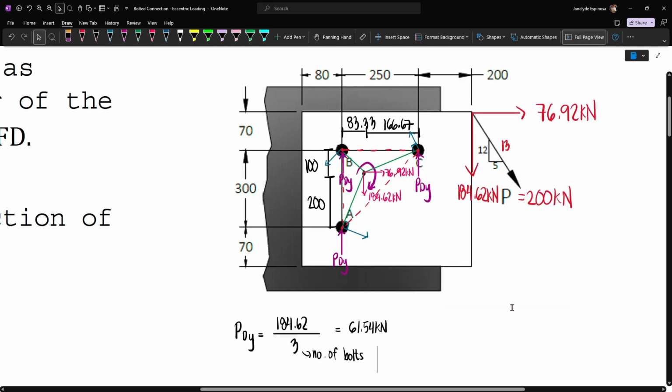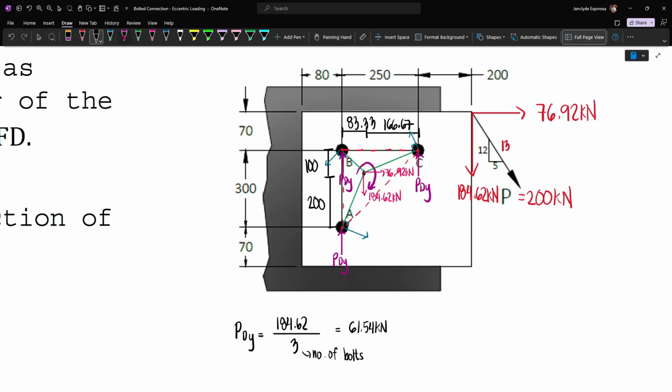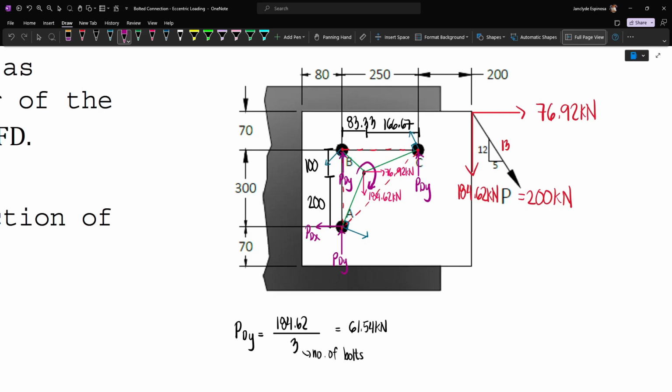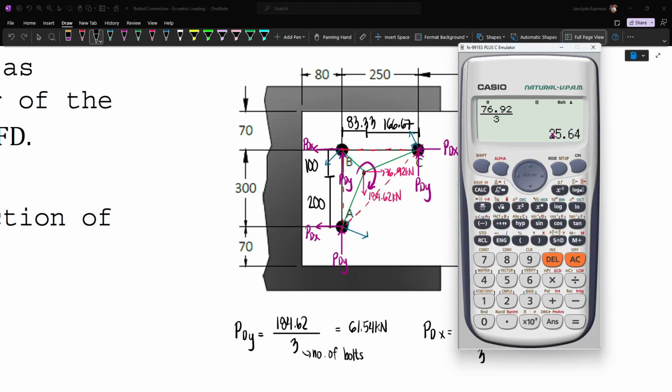And then we also need reaction forces to resist this horizontal force. And so let's say this is PDX. By the way, since this is going to the right, then our PDX must be going to the left. So this is PDX, and also this one, and we also have it here. This is PDX. And so PDX will be 76.92 divided by the number of bolts, which is still 3. And so this is 25.64.